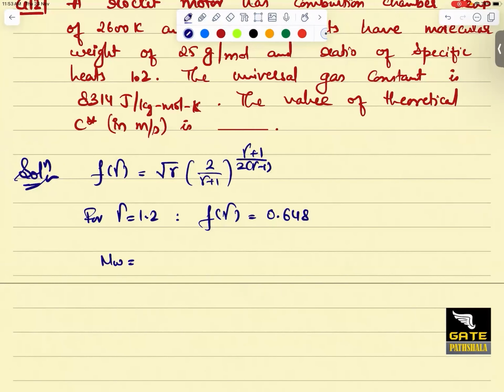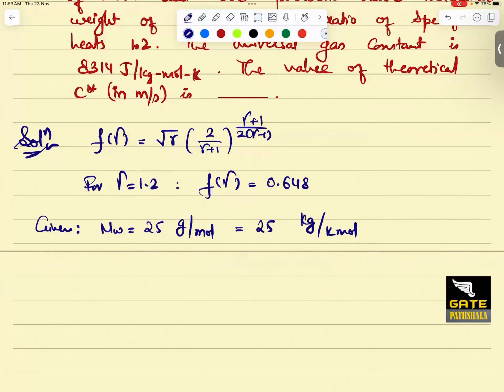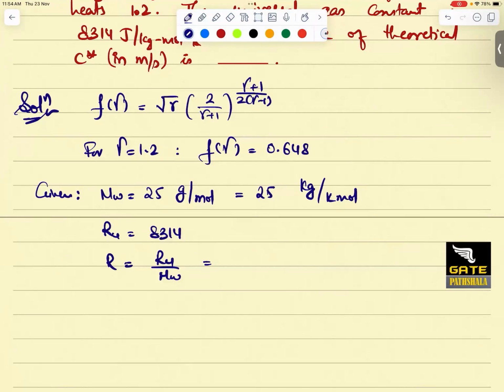Now the molecular weight is given as 25 gram per mole, which can also be written as kg per kilo mole. That is how they will usually give, right? Sometimes they don't even give the units. Whereas RU is given as 8314. So you calculate R, that is RU by MW. I hope you are getting this as 8314 by 25 as 332.56 joule per kg Kelvin.